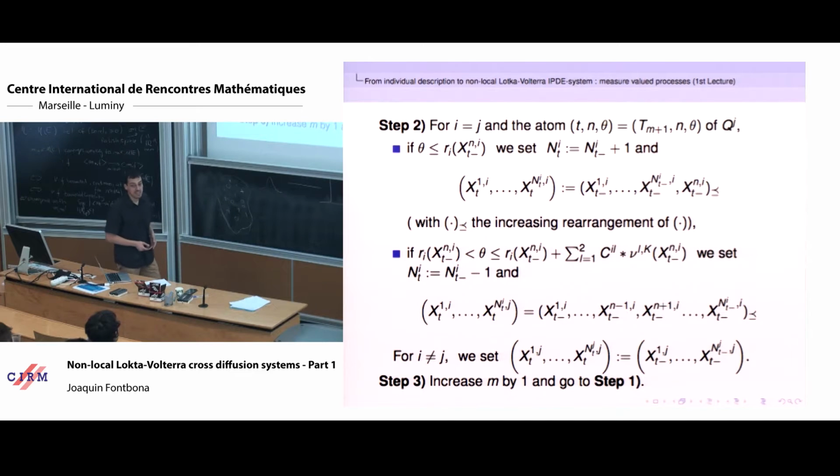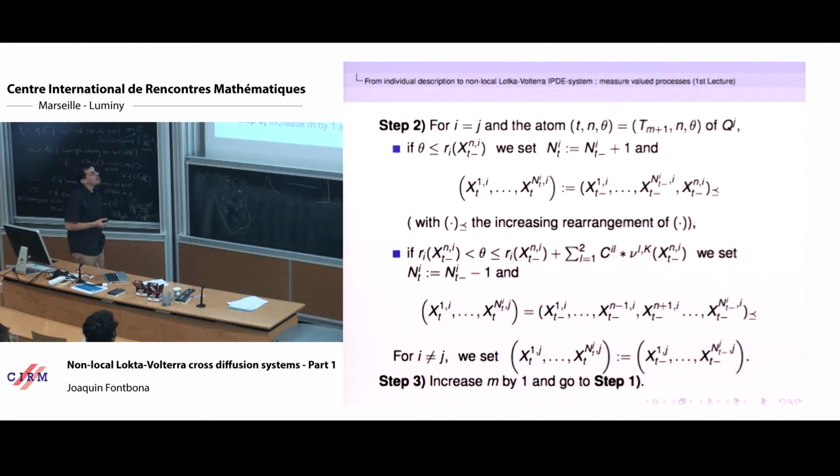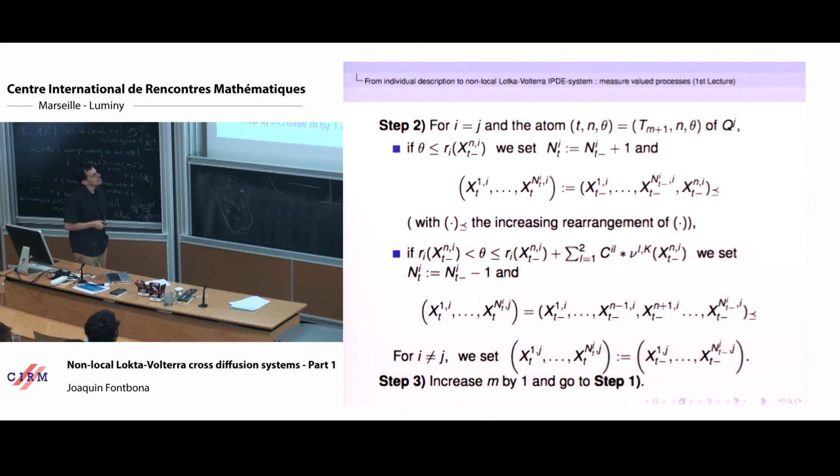And if it is the other one, I don't do anything. Okay? I don't touch my population. I just re-index them for notational reasons. Ah, no, sorry. I don't do anything, so I just don't touch the population. And then I increase m by 1, and I iterate. Okay?